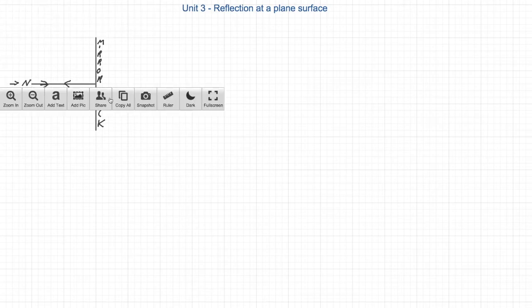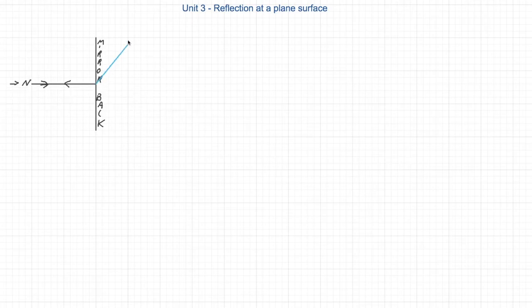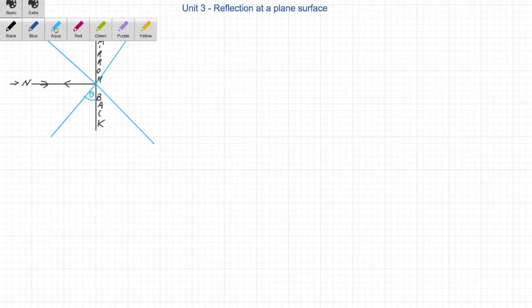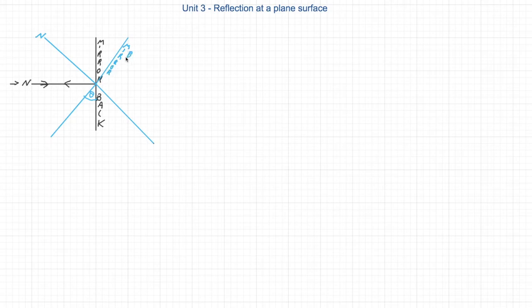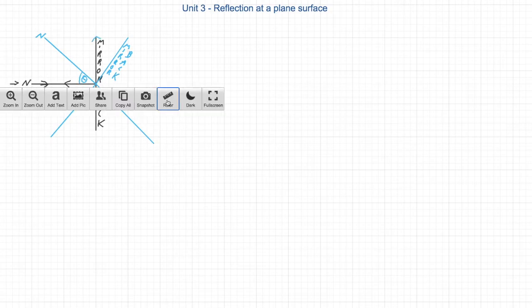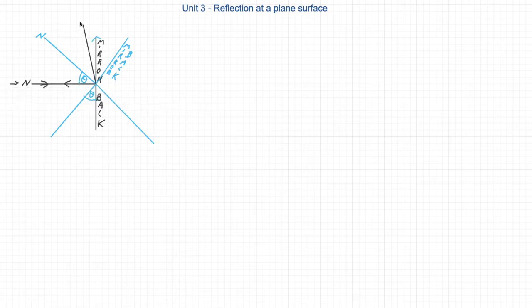Now, let's tilt the mirror. We'll draw a blue mirror here that's tilted at an angle theta. And we'll draw a normal. And we'll still send our incoming ray along that black normal line, the normal to the first mirror. That is the back of that mirror. So the angle of incidence is theta, and the angle of reflection of this new tilted mirror is also theta.